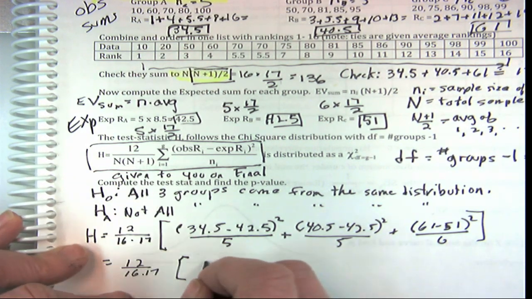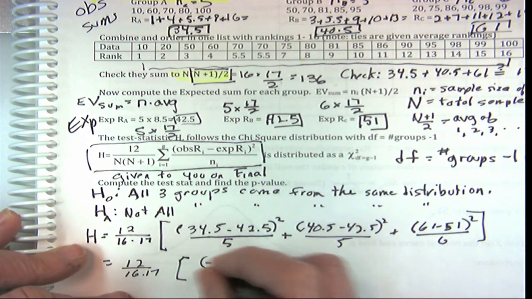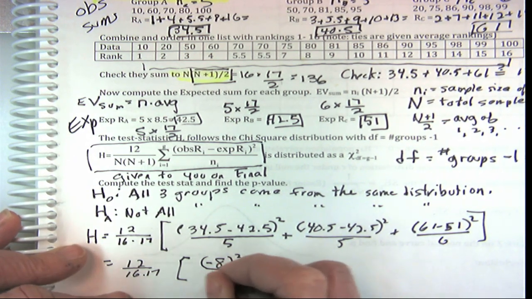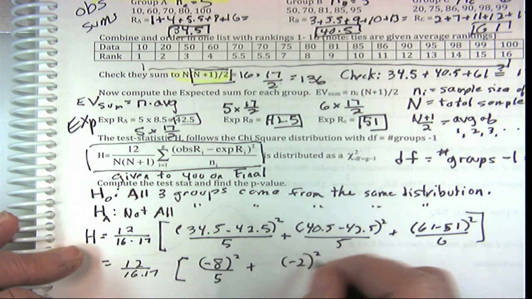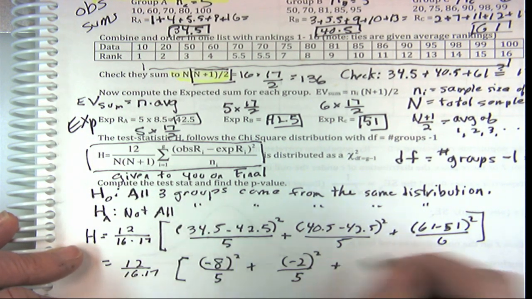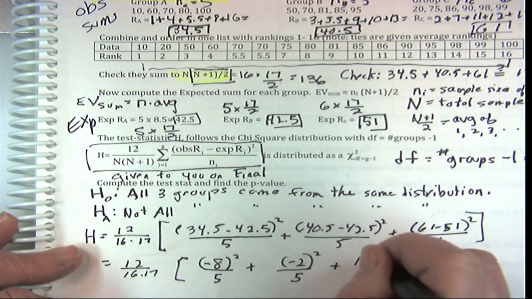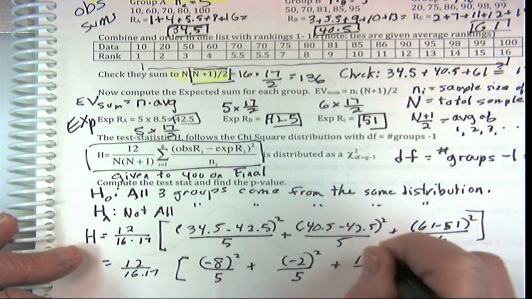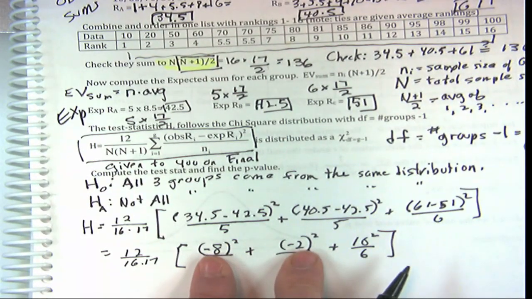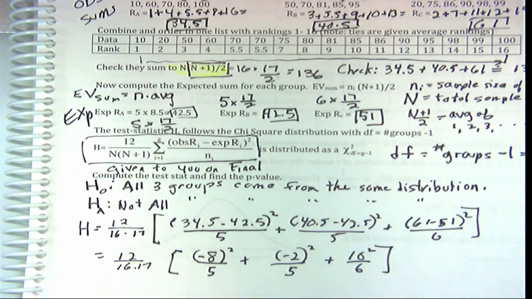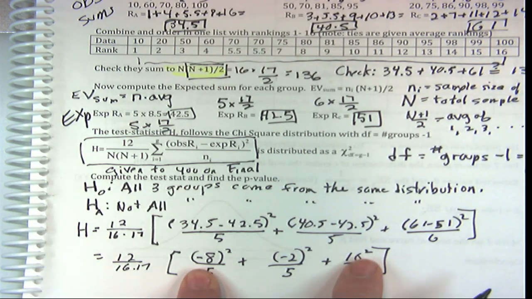34.5 minus, that's minus 8 squared over 5, plus, the difference here is minus 2 squared over 5, plus this difference is 10 squared over 6. Now, the reason I want to do this, it's a good check for you. Look what happens. Before we square these differences, they always add up to 0. They always add up to 0.